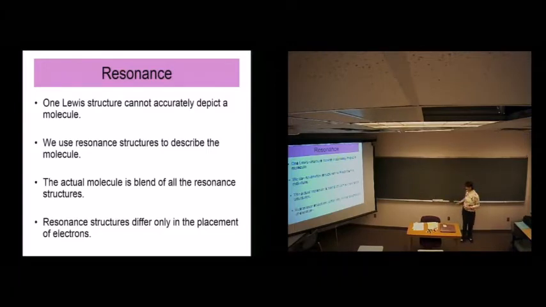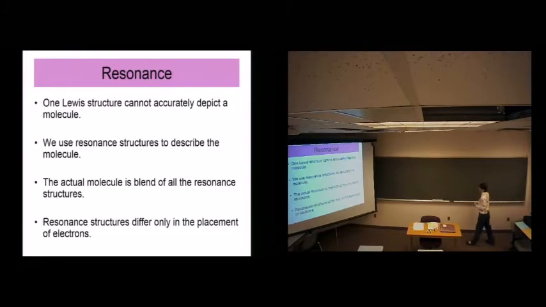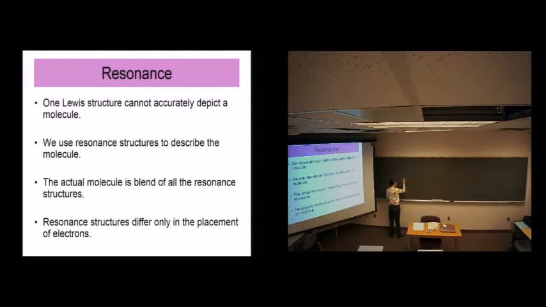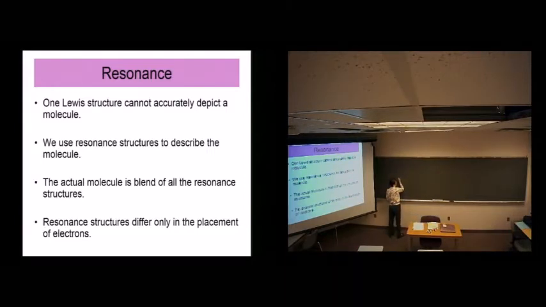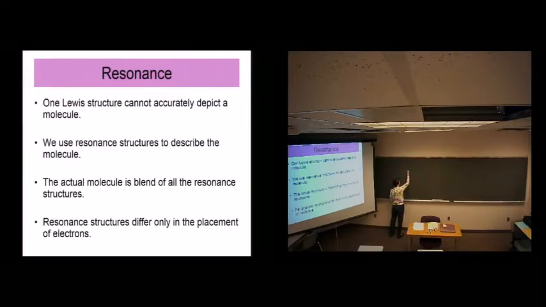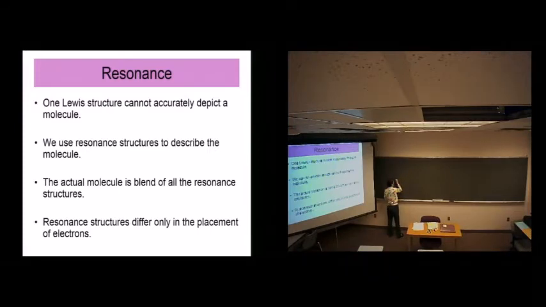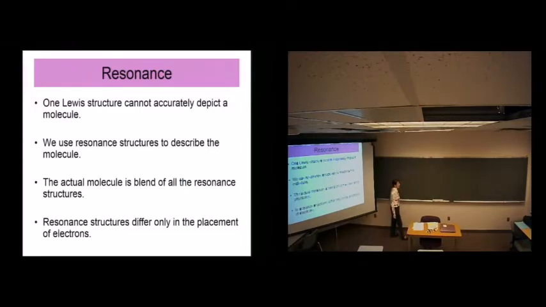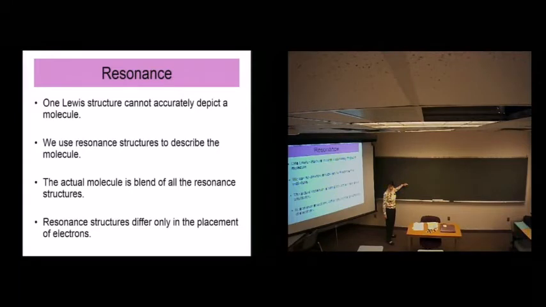So let's do carbonate, CO3 2-. Let's draw the Lewis structure for CO3 2-. So I have a carbon, an oxygen, another oxygen, another oxygen. I draw in the single bonds and complete the octets on all of these. This is my Lewis structure for CO3, but carbon does not have a complete octet, does it? No, it only has how many? 6. Okay, so I'm going to need to add something to that.